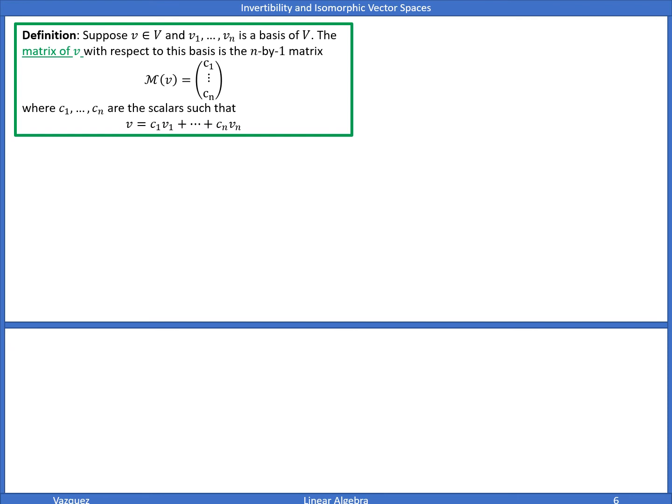So make sure you read this definition. It sounds more confusing than it actually is, but it's necessary to define it like this to define things formally and rigorously.